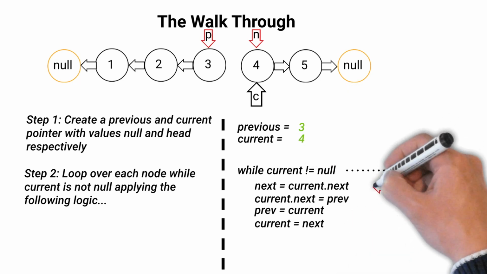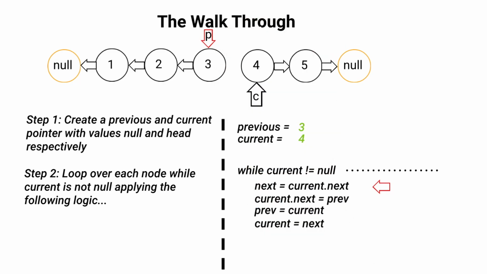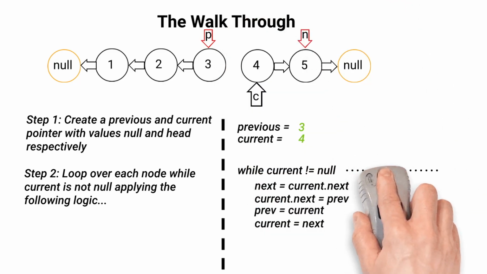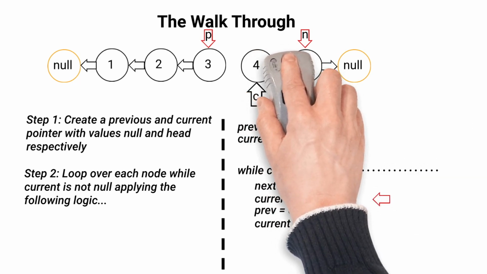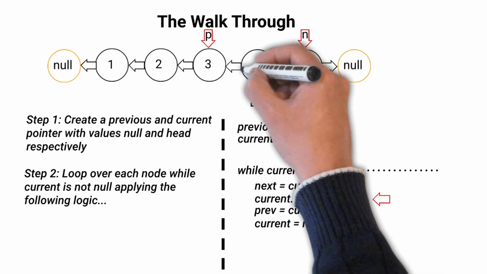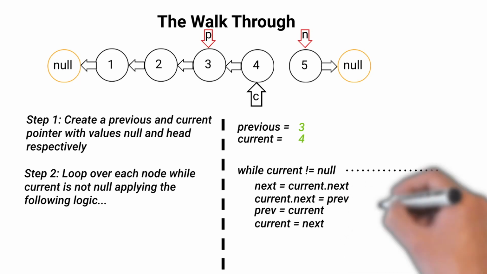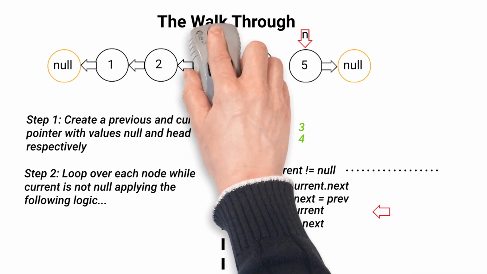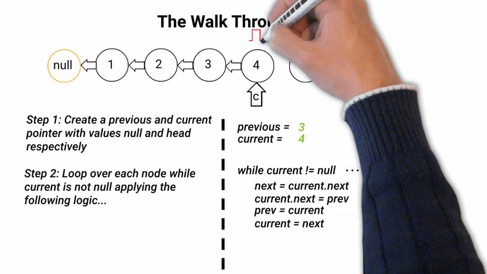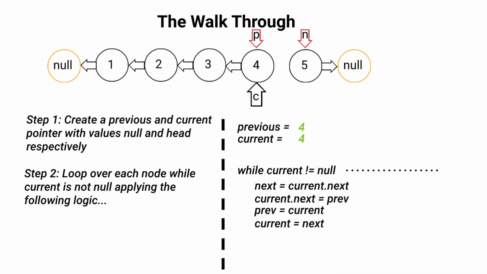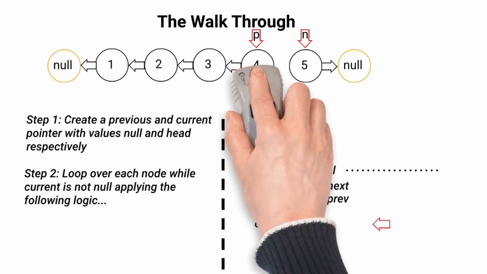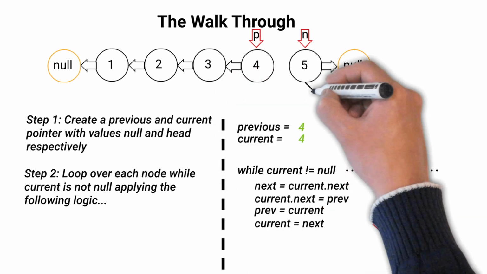And next is equal to current.next, which is 5. Current.next is equal to the previous, so the 4 node now points to the 3 node. Previous is equal to current, so previous is now pointing at the 4 node. And then we move the current to the next, which is the 5 node.